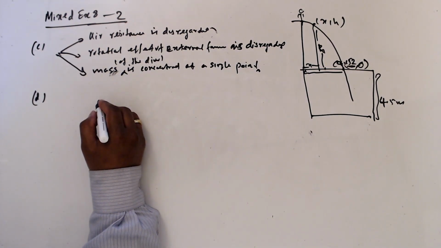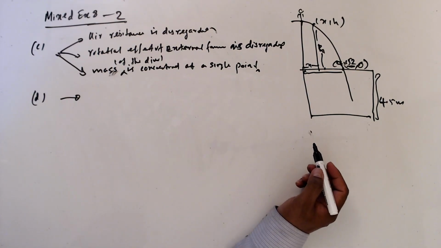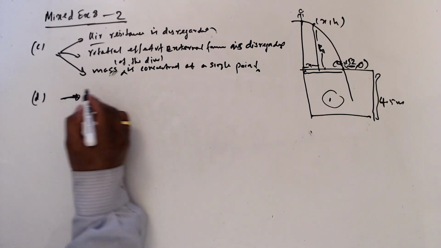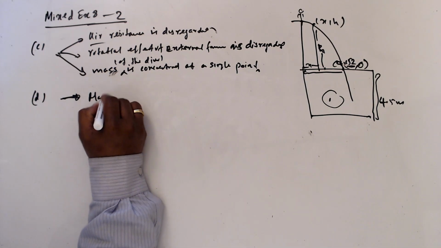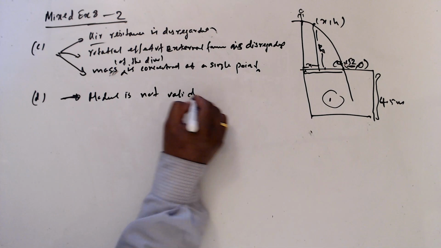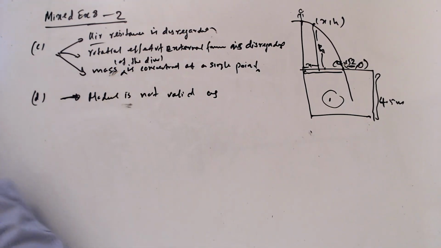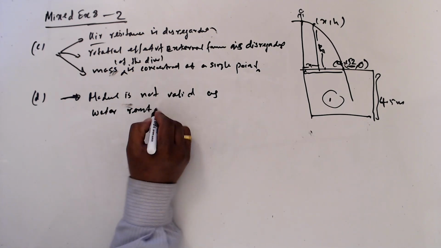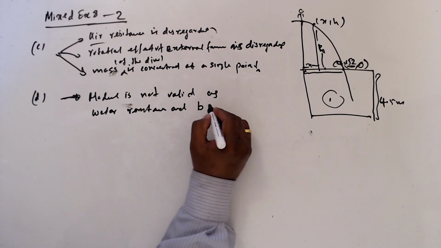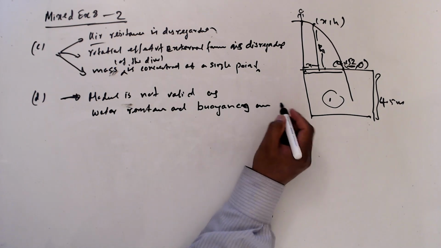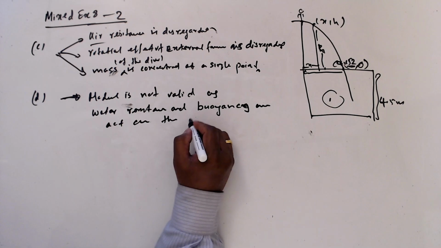Part D. Comment on the validity of this modeling assumption for the motion of the diver after she enters the water. So after she enters the water, two things will happen. One is the buoyancy, another is like the air resistance, the water resistance. So the model is not valid as water resistance and buoyancy act on the diver.